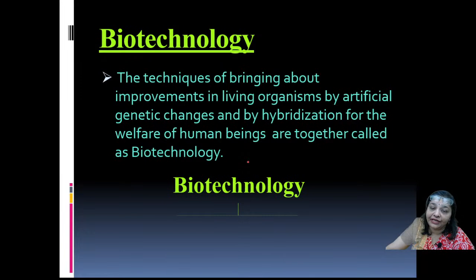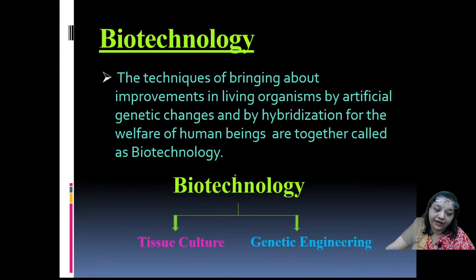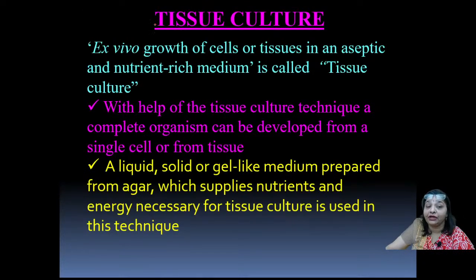Now, biotechnology has two basic processes or two basic methods. One is tissue culture, the other one is genetic engineering. Let us talk about tissue culture first. So be prepared for an exciting and recent technique of biotechnology. Now the ex vivo growth of cells or tissues in an aseptic and nutrient rich medium is called tissue culture. What is this tissue culture?